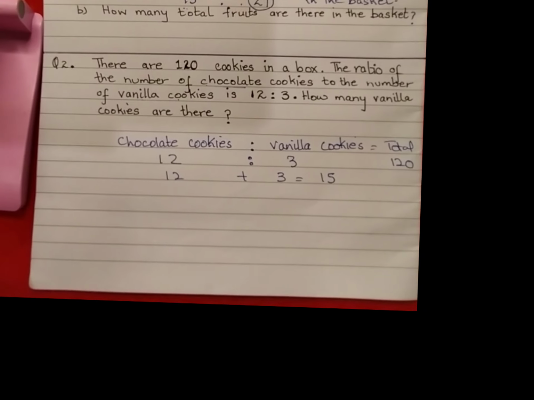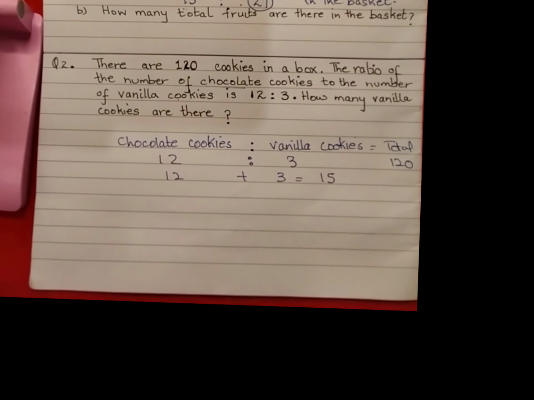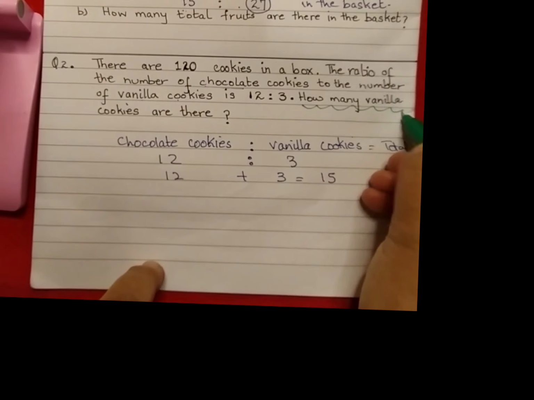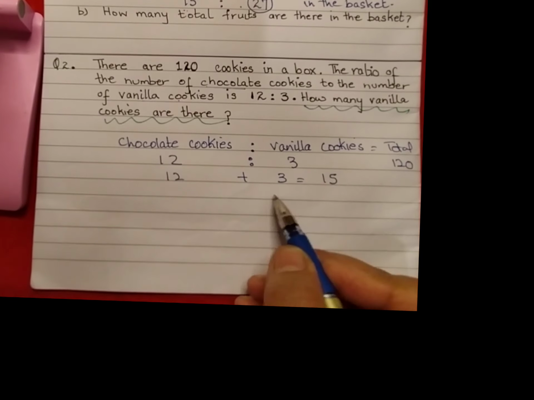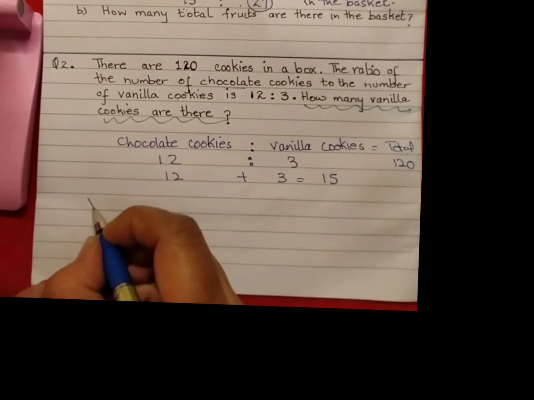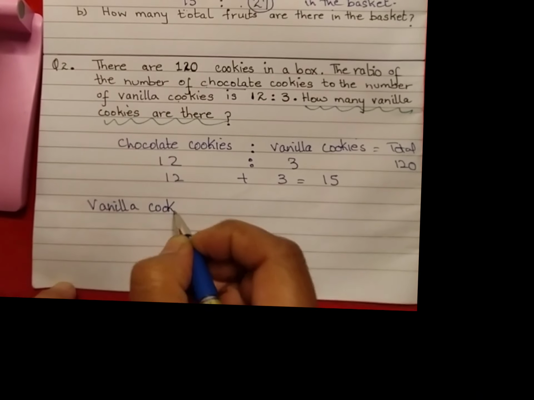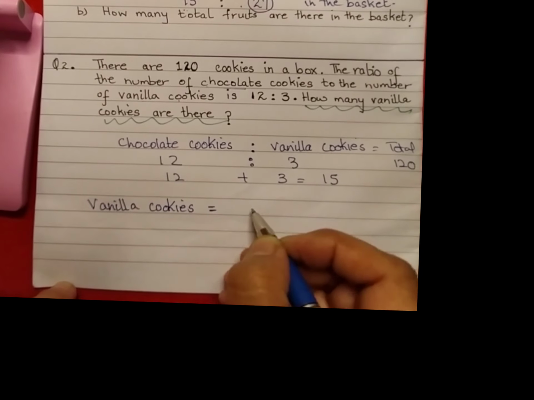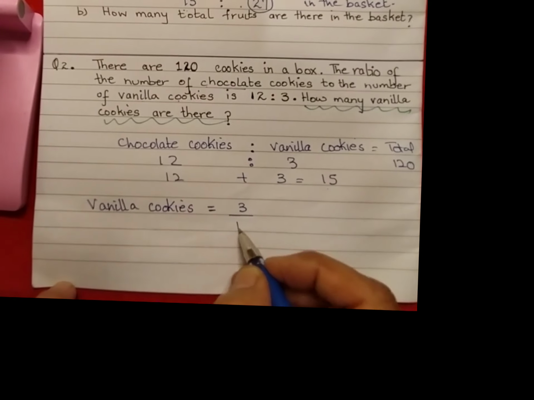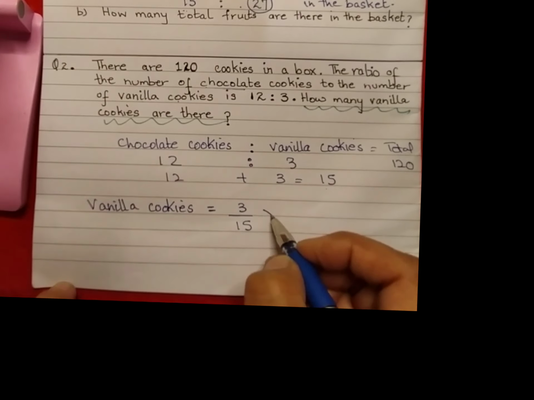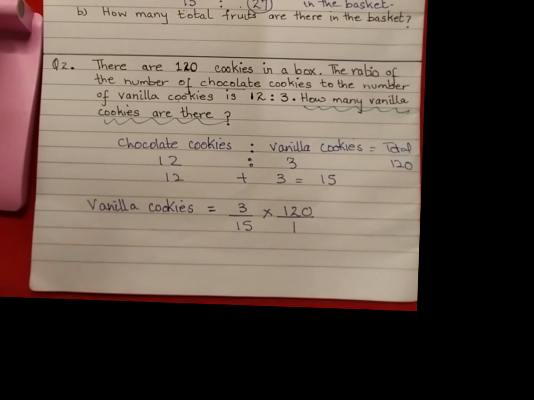The question is asking you, just let me underline this, how many vanilla cookies are there? So when they have asked you vanilla cookies, then you will only choose the vanilla one. Okay? So I'm going to write down, since they have asked us only vanilla cookies, vanilla cookies equals to 3 upon, this is 3, right? This is for vanilla. And how much is the total ratio? 15. And how many cookies were there in the jar or in the box? 120.